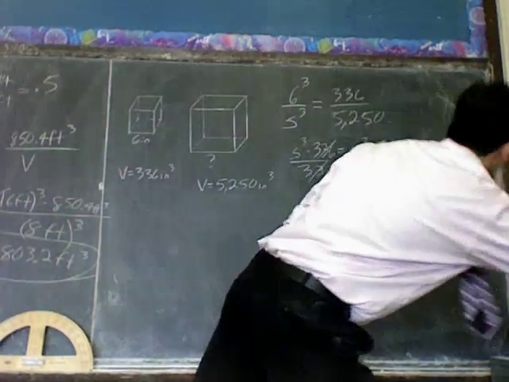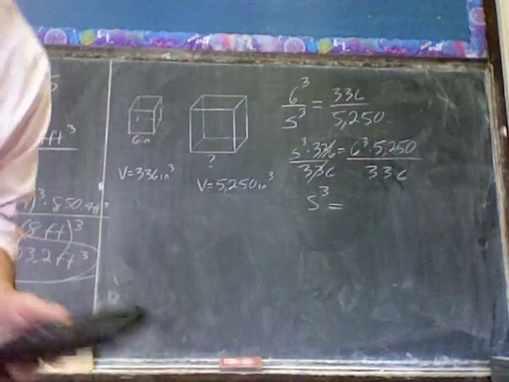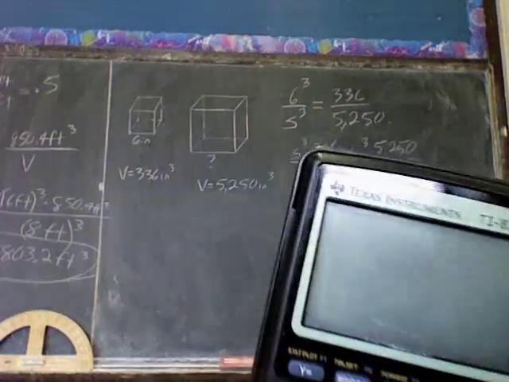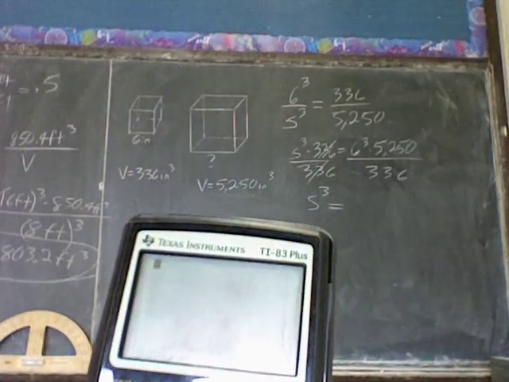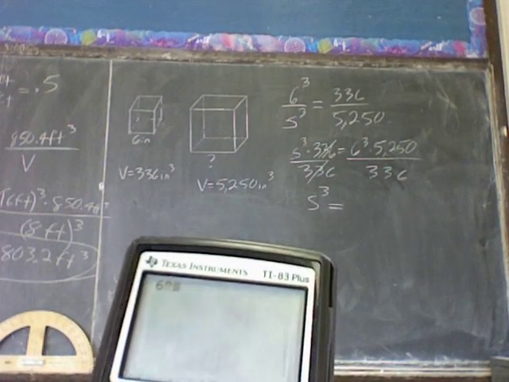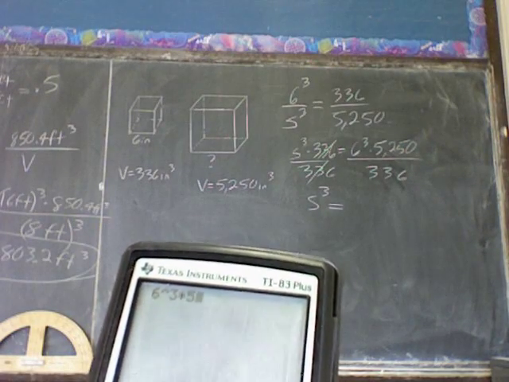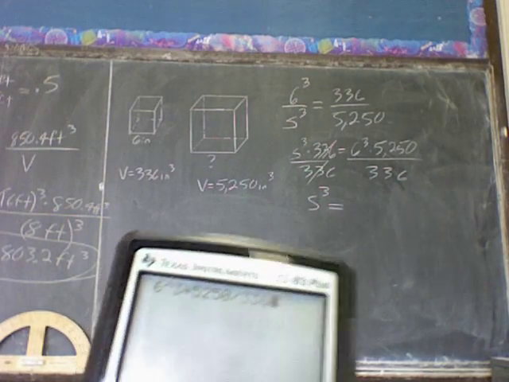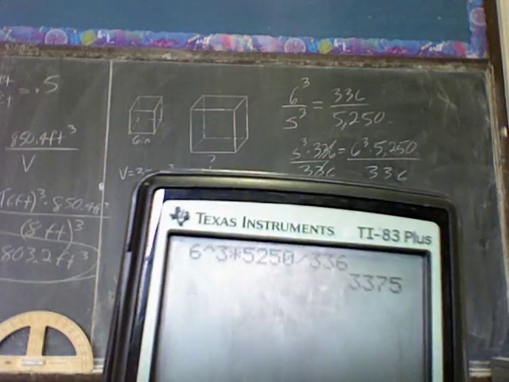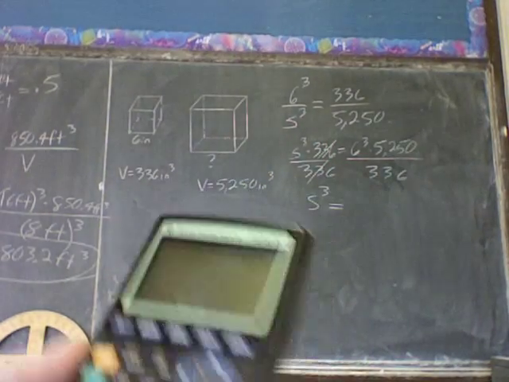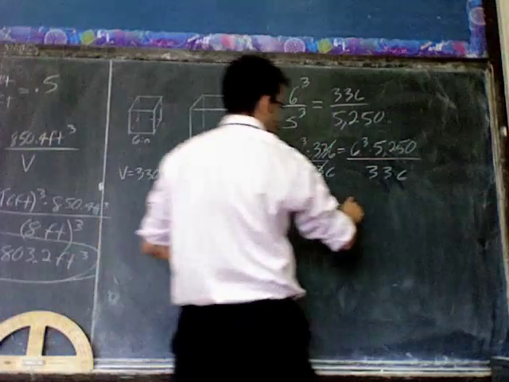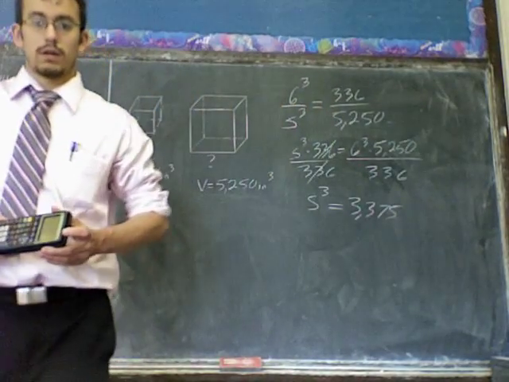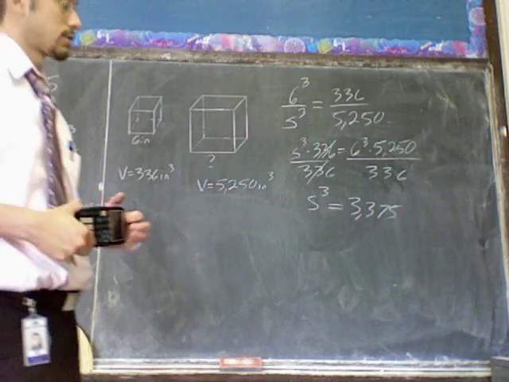On the right side, I need to actually do some math on my calculator, which I'll put right here so you can see it. Right there. Okay. So I have to type 6 to the third times 5250 and divide by 336. Right there you see it. I hit enter and I get my answer. It is 3,375. So I know that S cubed is equal to 3,375.